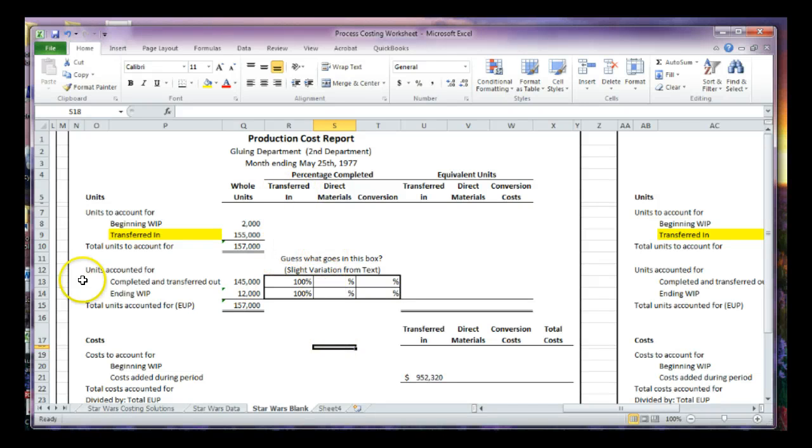Your direct material, so this entire row is always going to be 100% because they're completed. Anything that's complete, right? 100% is math code for complete. All right, so then our ending work in process for direct materials, how do we figure that out?